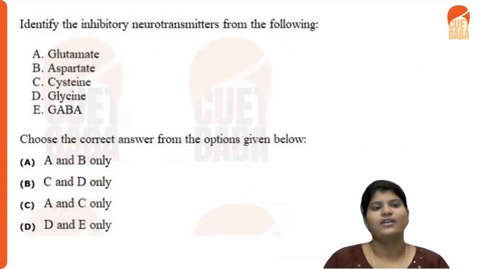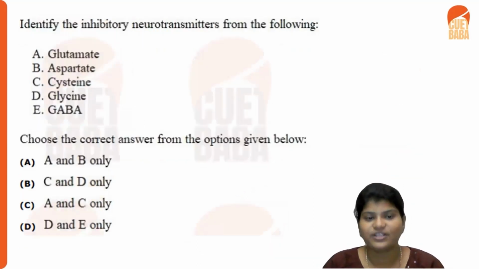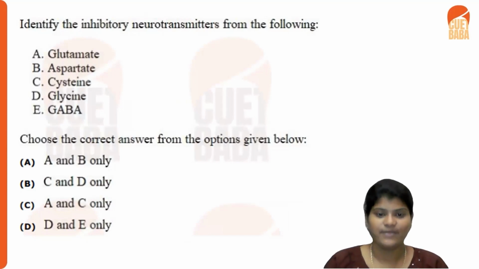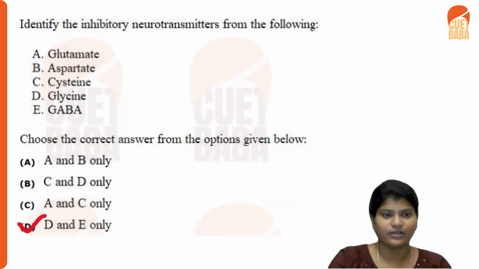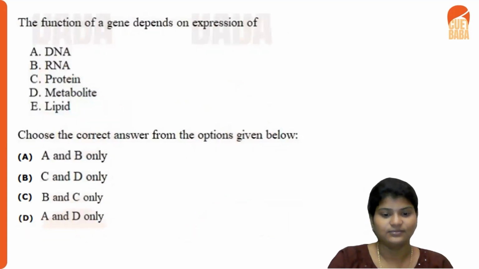And the next one: identify the inhibitory neurotransmitters from the following: glutamate, aspartate, cysteine, glycine, GABA. From the five, we need to identify the inhibitory neurotransmitters. It is glycine and GABA. So option D will be the correct answer.